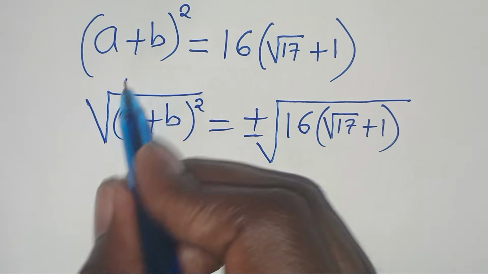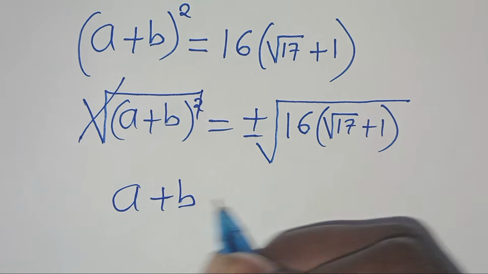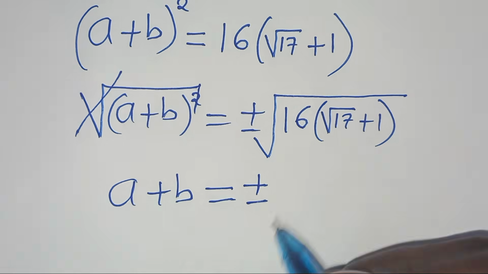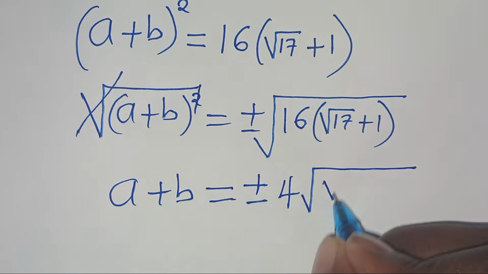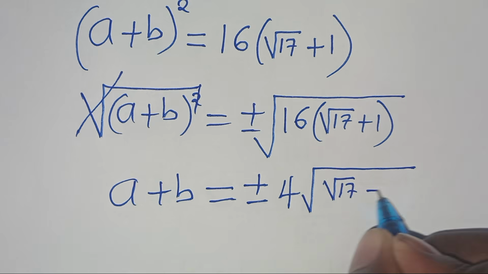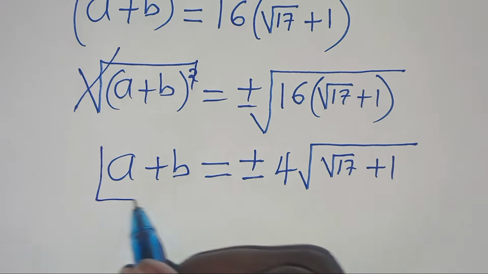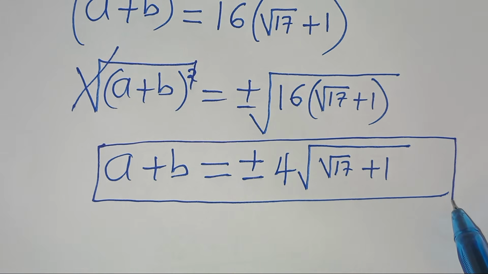Now let's eliminate the square root sign here so that we have a plus b. This is equal to plus or minus the square root of 16, which is 4, then square root of root 17 plus 1. So this is the solution to this algebra problem.